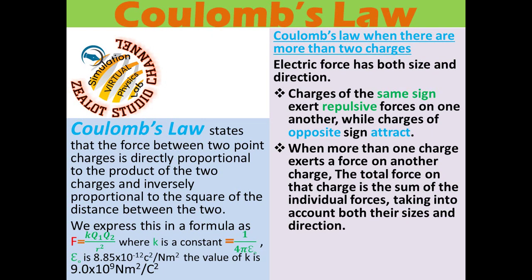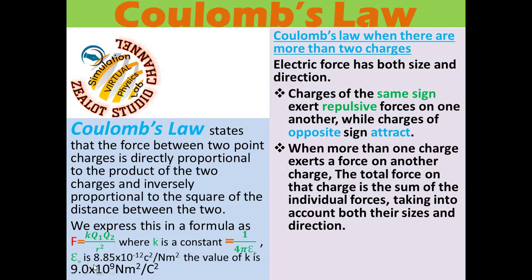Let me express it as a formula: F equals K times Q1 Q2 over R squared, where Q1 and Q2 are the two charges and R is the distance between the two charges, and K is the constant that is equivalent to 1 over 4 pi epsilon naught. Epsilon naught refers to the two charges appearing in vacuum.